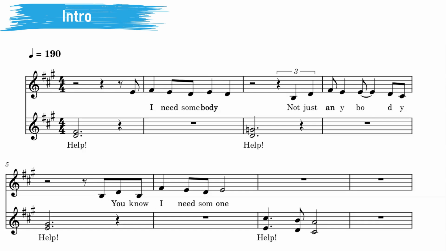Let's start with the analysis of the intro. We have B minor in the first measure, then we have B minor over A in the third beat of the second measure, G in the third measure, and G over F sharp in the third beat of the fourth measure, E7 in the fifth and sixth measure, and finally A.